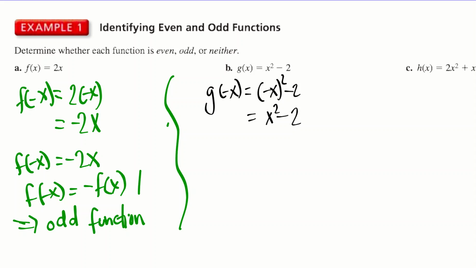What they gave us, if you notice, is the original function. So when we substituted in a negative x, what we ended up with is the original function itself, meaning that this function is even.